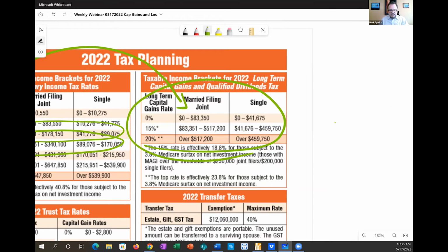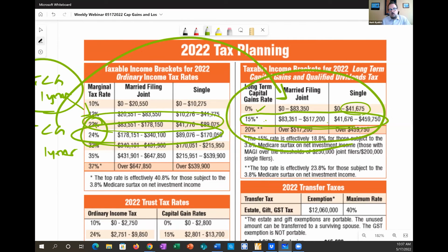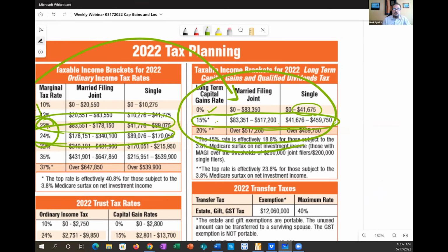So let's go over there. If your modified adjusted gross income falls below, and you're married filing jointly, falls between $0 and $83,350, then you don't pay any tax on your capital gains. If you're single, these are the rates here. Of course, it's just basically in half. And then for most people, they live right here. There's an asterisk to this. If you fall between $83,351 and $517,200, you're in the 15% capital gains rate. For many people, that's preferential to this area here, the 22 to 24% marginal tax rate. So many people like to take capital gains tax over earned income tax, ordinary income tax. Earned income tax is something with a local tax.